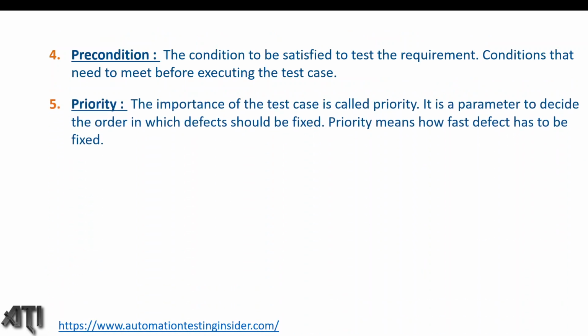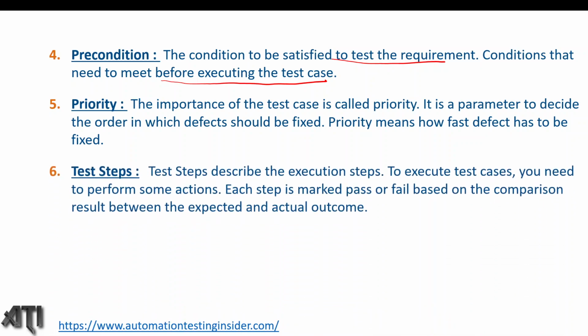What is precondition? The condition to be satisfied to test the requirement, right? So that is precondition. Conditions that need to be met before executing the test case. Priority. The importance of the test case is called priority. It is a parameter to decide the order in which defects should be fixed. Priority means how fast a defect has to be fixed. So we'll prioritize our test cases as well, and whenever we get defects, we'll prioritize our defects as well. We'll discuss priority and severity of defects in the defect lifecycle.